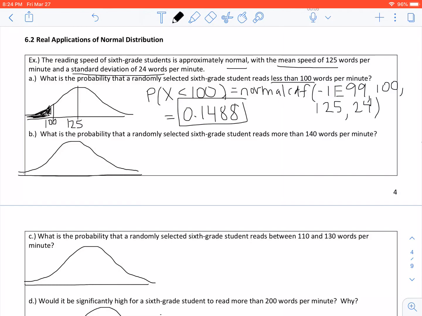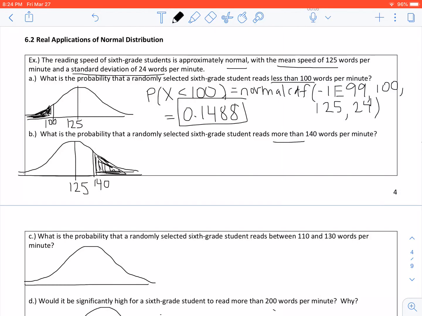So there's a part B to this. It says, what is the probability that a randomly selected 6th grade student reads more than 140 words per minute? So again, the mean is 125 words per minute. Put that in the middle. And more than 140. So 140 would be to the right of 125. And more than means we're going to be shading to the right. So shade that area to the right.